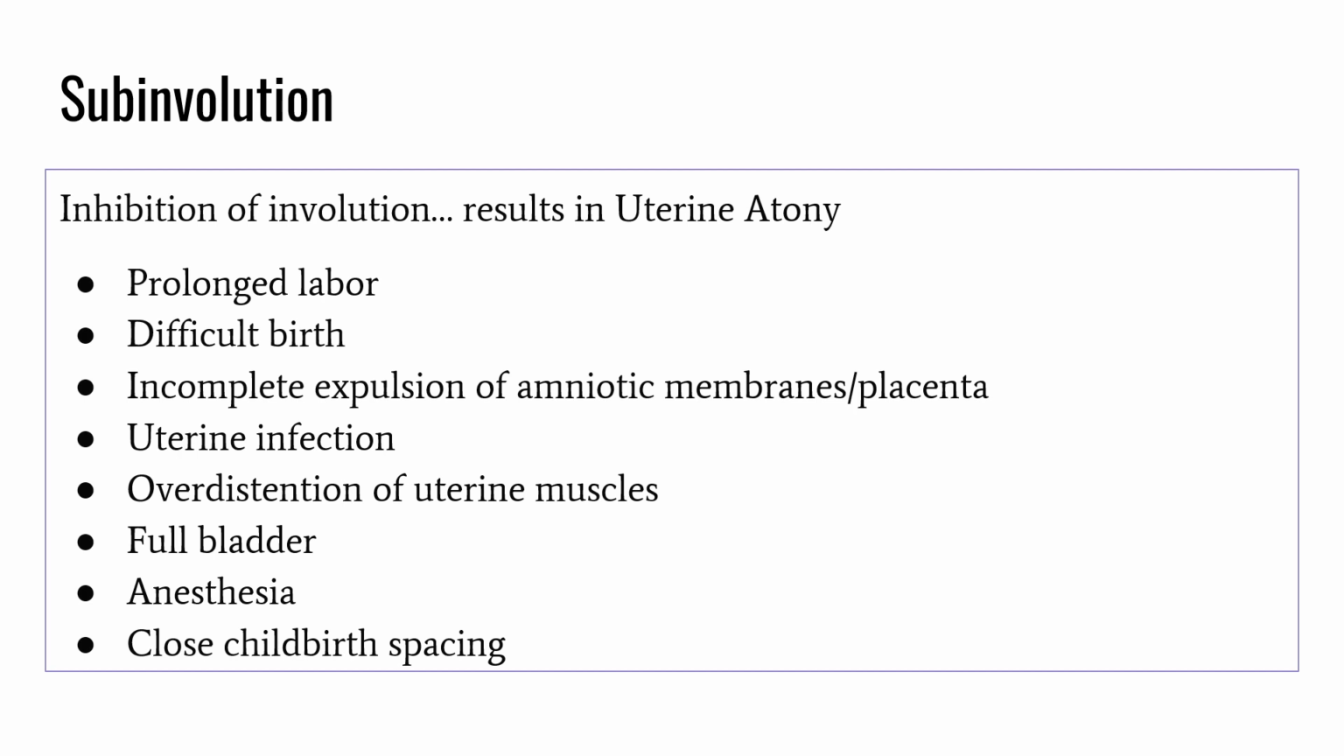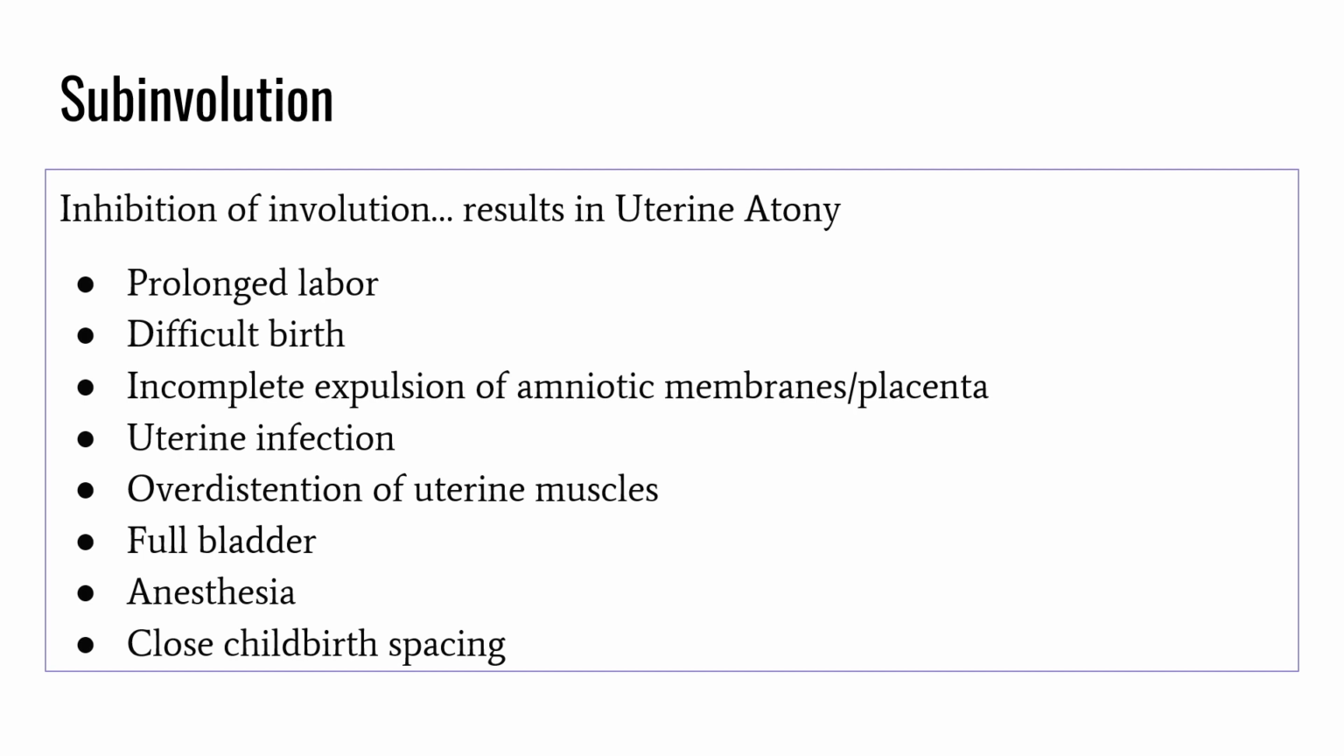Subinvolution. This is the inhibition of involution, which results in uterine atony. Atony can result if the uterus does not contract properly after birth, which is a serious complication that can result in postpartum hemorrhage. Factors that inhibit involution include prolonged labor and difficult birth, incomplete expulsion of amniotic membranes and/or placenta, uterine infection, overdistension of uterine muscles, such as if there's a multiple gestation, so twins or triplets, polyhydramnios, which is a lot of amniotic fluid, or even a large singleton fetus.